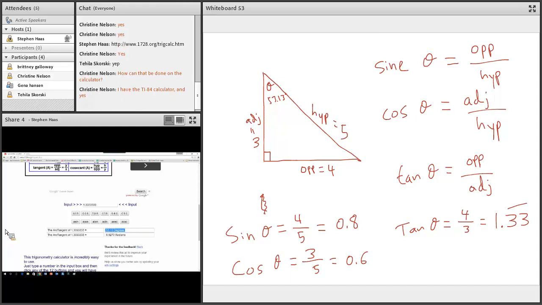If you have a sine button on your calculator, okay. So if you have the angle and you want to know what the ratio is, then first press the angle and then the sine button.